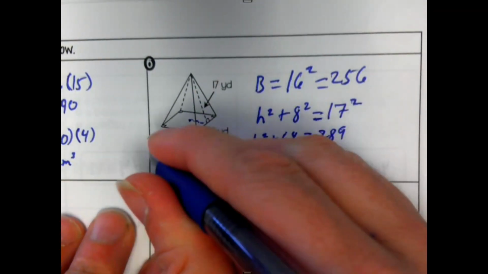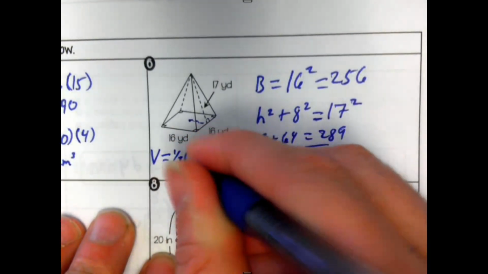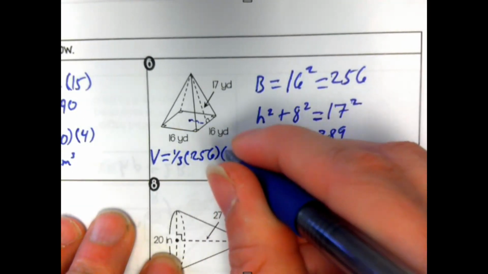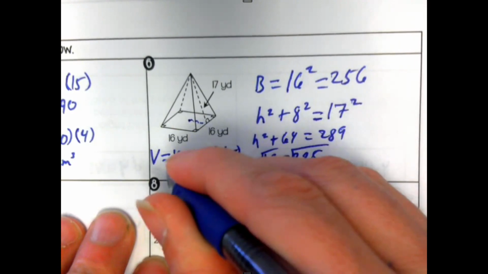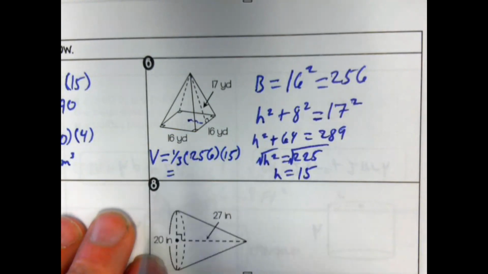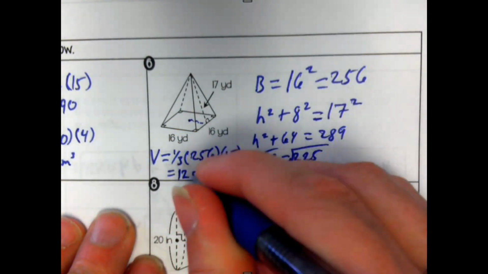So now I can find my volume. My volume is going to be 1/3 of the area of the base, which is 256, times the height, which is 15. 1/3 of 15 is 5. 5 times 256 is 1,280 cubic yards.